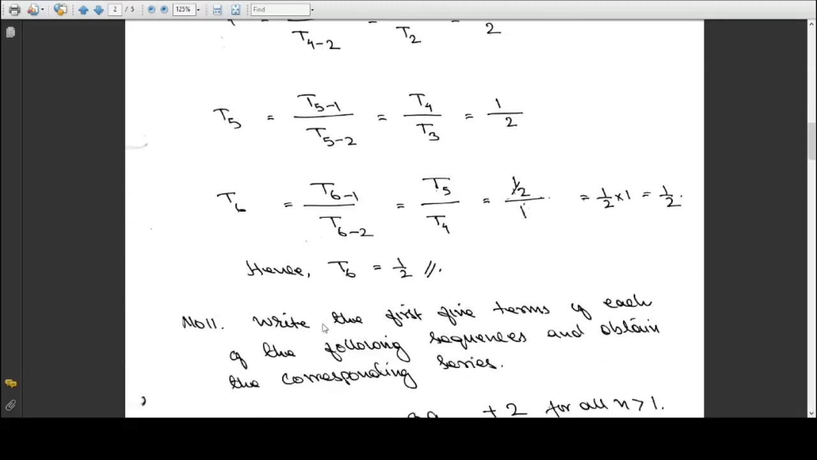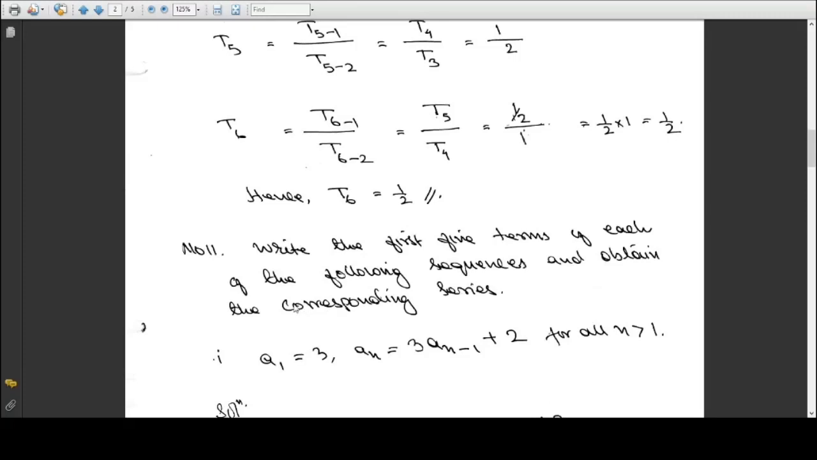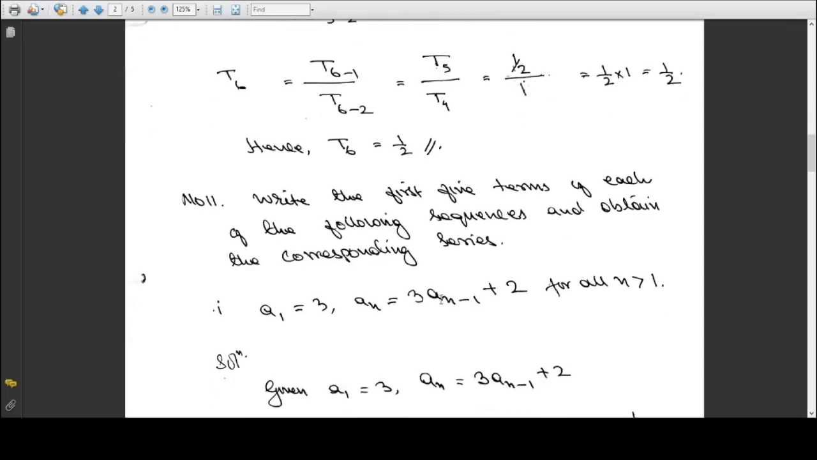Okay, now we'll move to the next number, 11. Write the first 5 terms of each of the following sequences and obtain the corresponding series. The first 5 terms we have to find out from this given sequence. The first term is given as 3. The nth term is 3a(n minus 1) plus 2 for all n greater than 1.